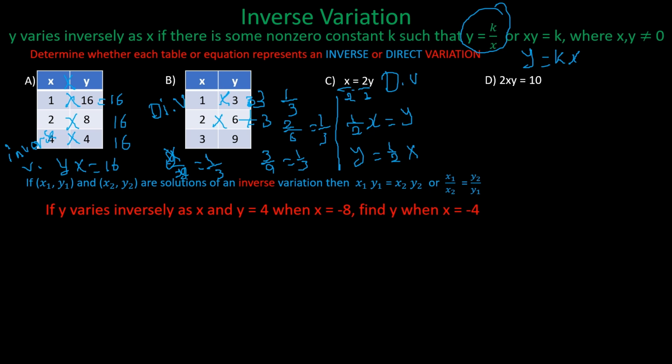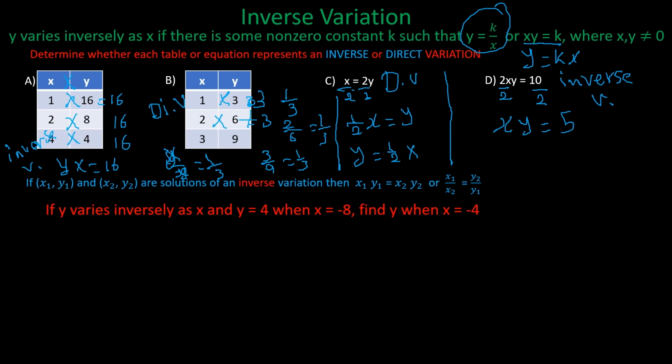Let's see number D. Number D, 2xy equals 10. Let's divide by 2. So xy equals 5. So xy equals a constant. It's in the form of inverse variation, so this one will be inverse. I think it's very easy.